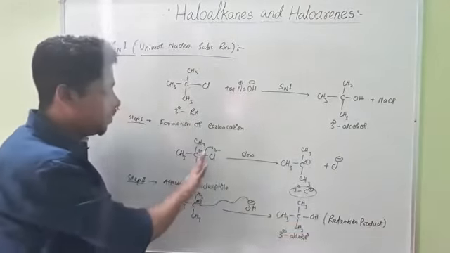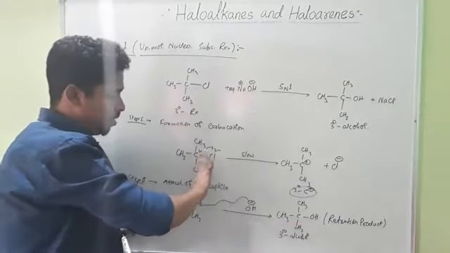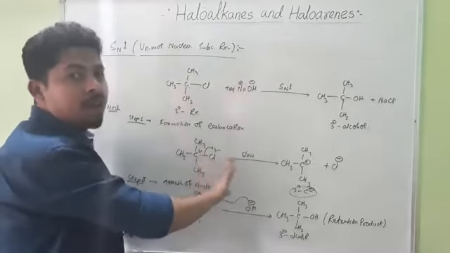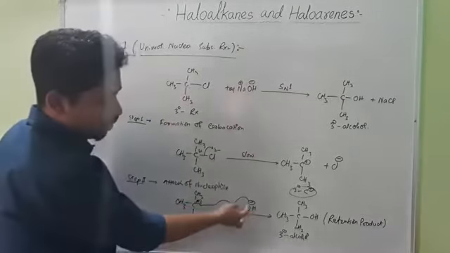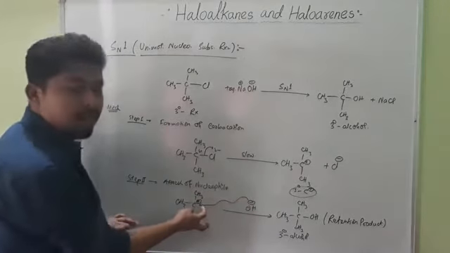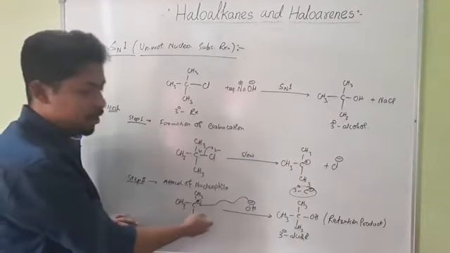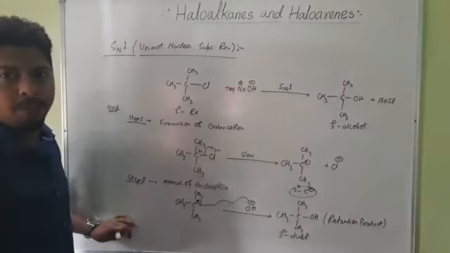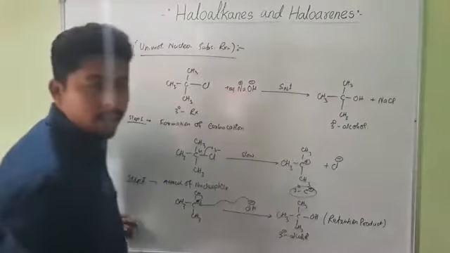Now, we are removing this leaving group from the right side, and the incoming group attaches on the same side. Now it is attaching on the same side. That's why the configuration of this bond remains the same. So that's why this is called a retention product.